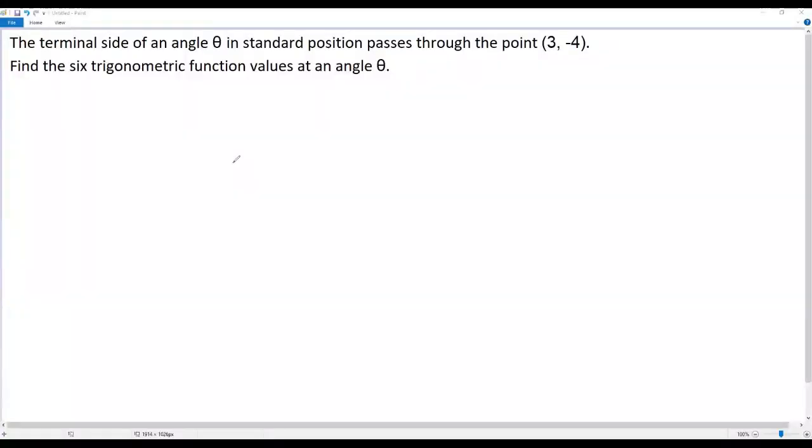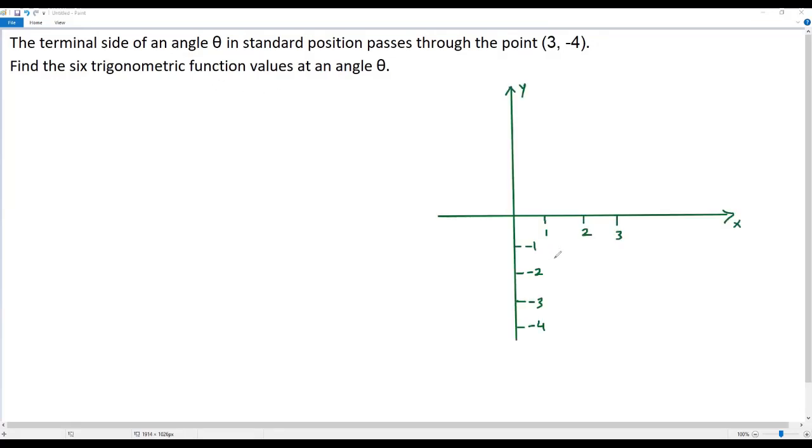Here we have a problem on trigonometry. Okay, let's go over the question. The terminal side of an angle theta in standard position passes through the point (3, -4). Find the 6 trigonometric function values at an angle theta. Okay, first let me sketch the graph for the given information.